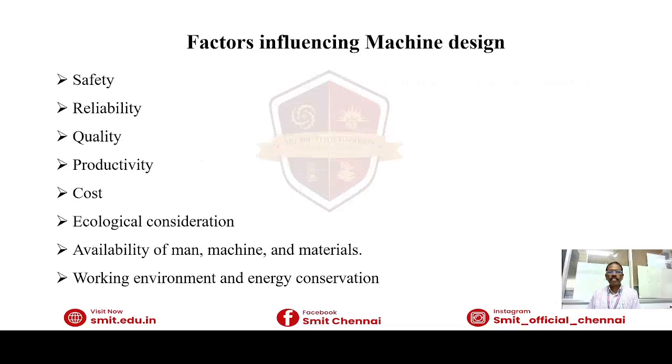Next point, factors influencing machine design. First point, safety. Next point, reliability. Third point, quality. Fourth point, productivity. And fifth one is cost. And sixth one is ecological consideration. And next point, availability of man, machine, and materials. And last point, working environment and energy conservation.